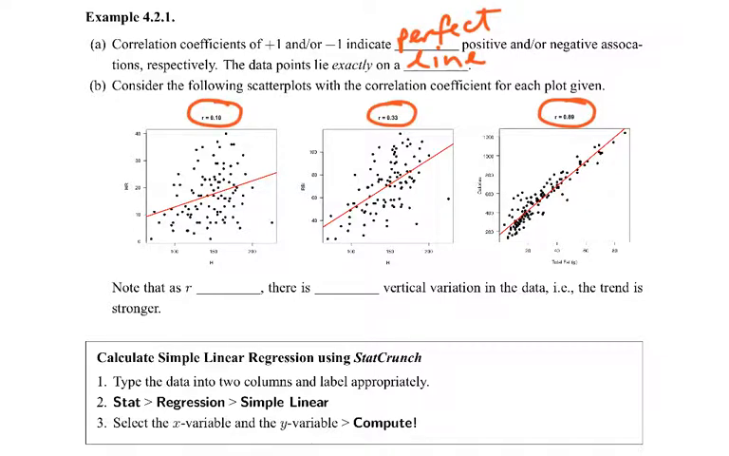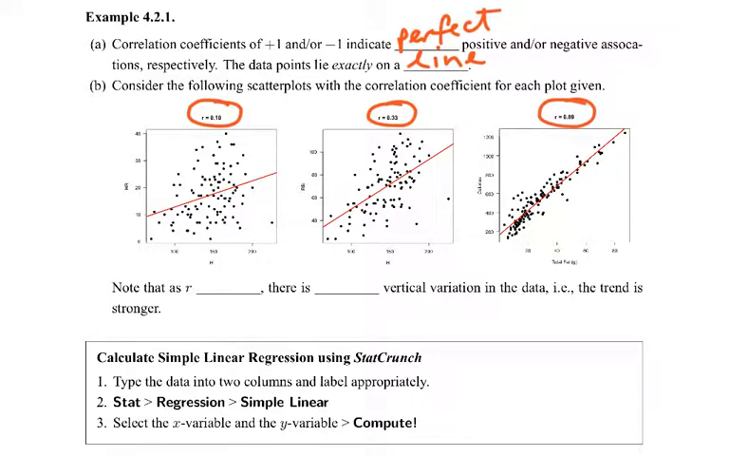There's no definitive, if R is above this, it's strong. If R is below this number, it's weak. It's very subjective, but more often what we're going to be doing is comparing, where we're going to look at one picture compared to another and think about which one would have a stronger relationship or stronger association.